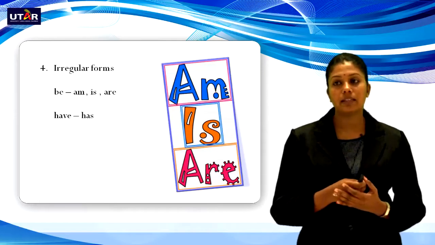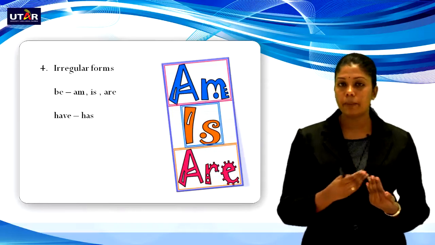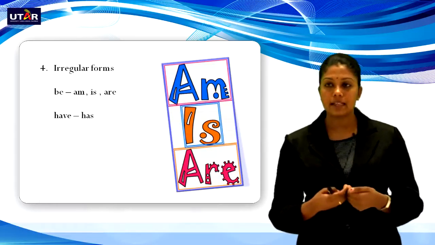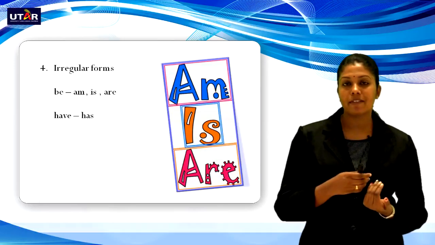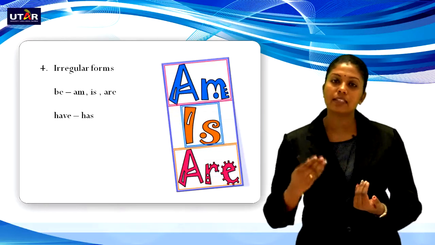And the final one is the irregular forms. So for be verb, we have am, is, are, and for have, we have. The singular form of have is has.